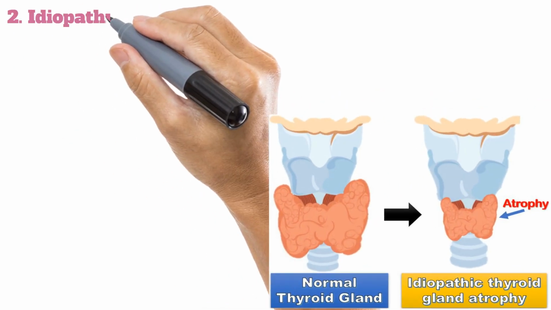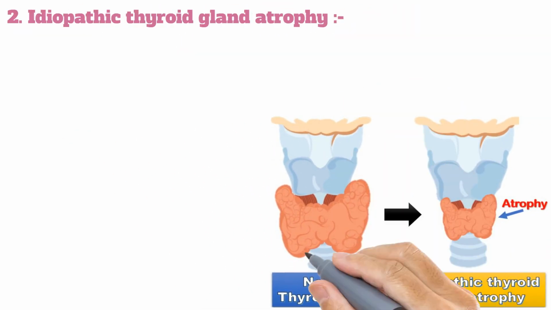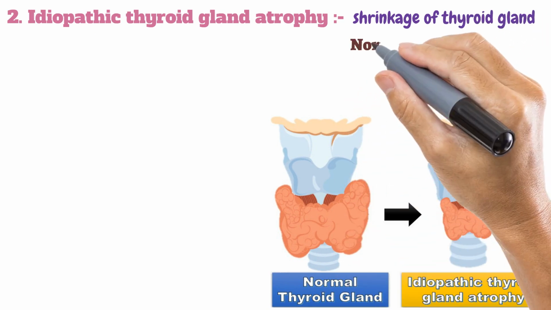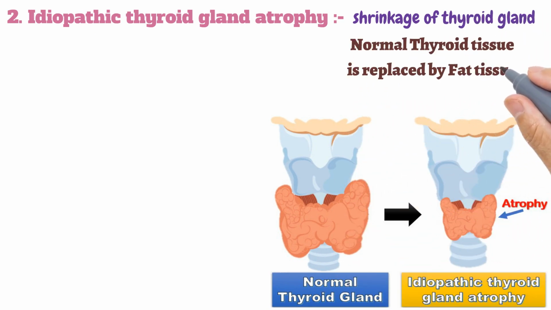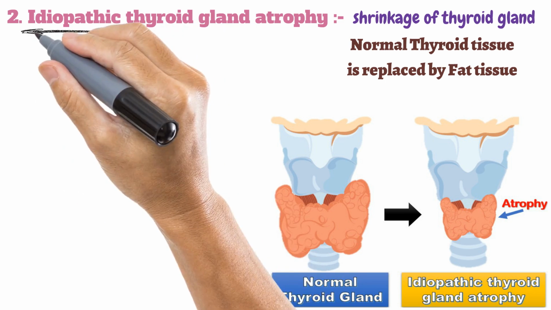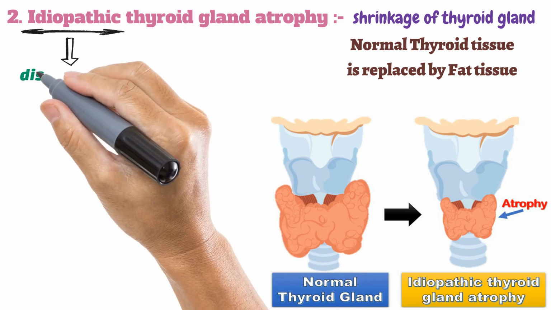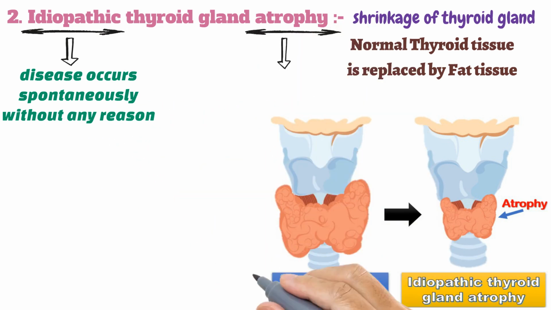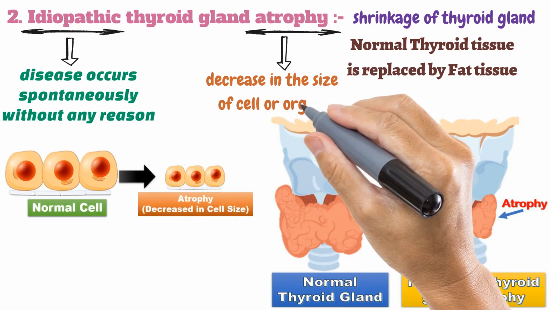Second one is idiopathic thyroid gland atrophy, meaning shrinkage of the thyroid gland occurs and normal thyroid tissue is replaced by fat tissue. If we break down this term, idiopathic means the disease occurs spontaneously without any reason, and atrophy means decrease in the size of a cell or organ.